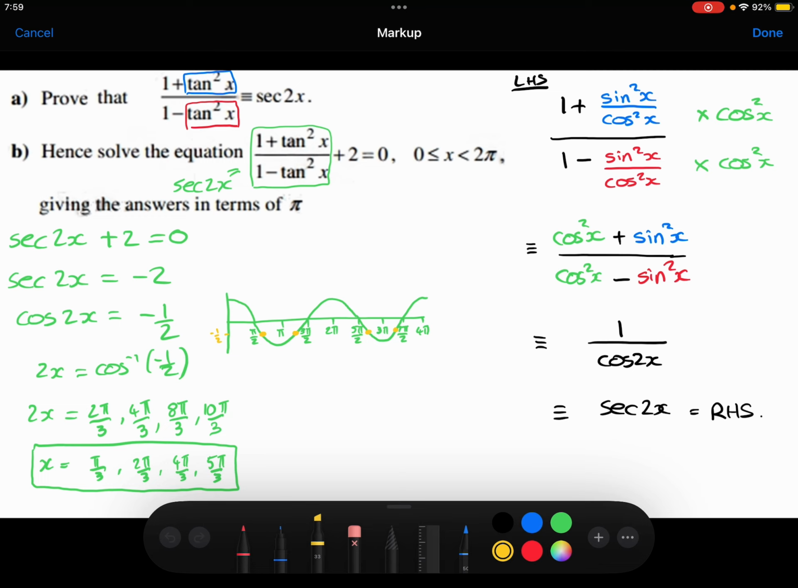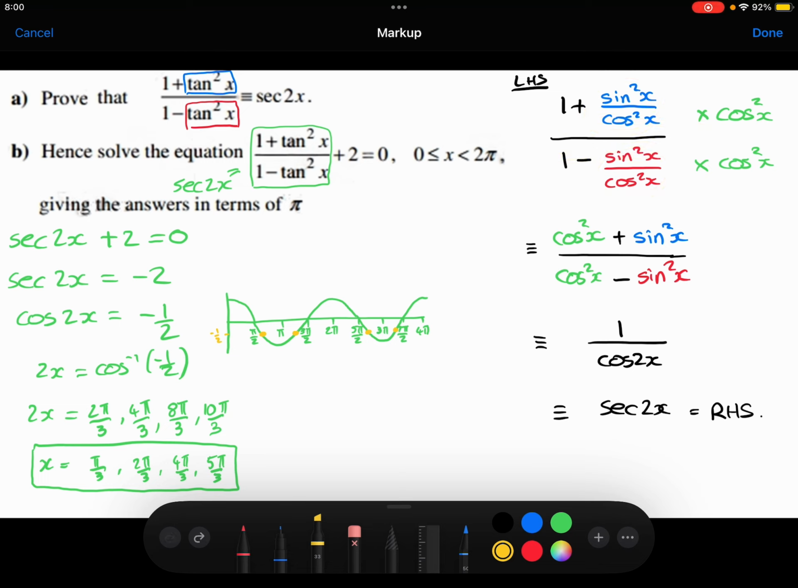So the tan squared, I've rewritten that as sine squared over cos squared, because most of the time I prefer to work with sines and cosines. So I've turned the tan squared on the top into sine squared over cos squared, and I've turned the tan squared on the bottom into sine squared over cos squared. Now, that leaves me with the awkward situation where I've got these two fractions inside another fraction, which I don't like. So I'm going to tidy that up.